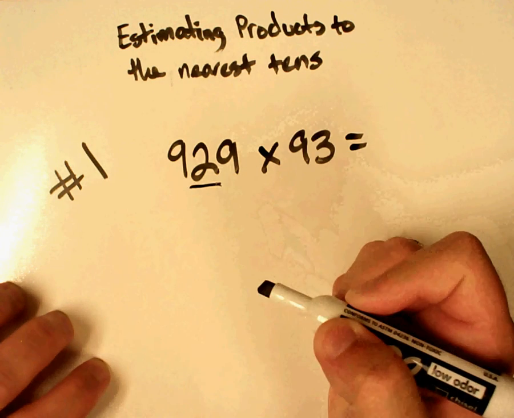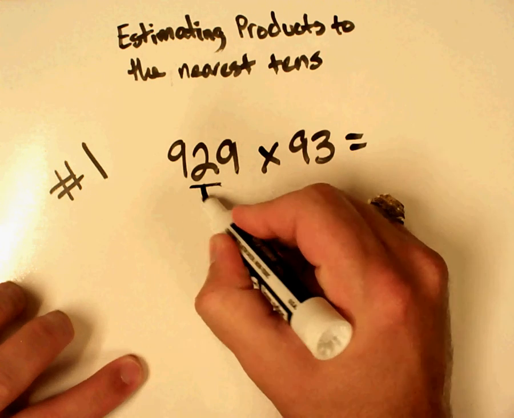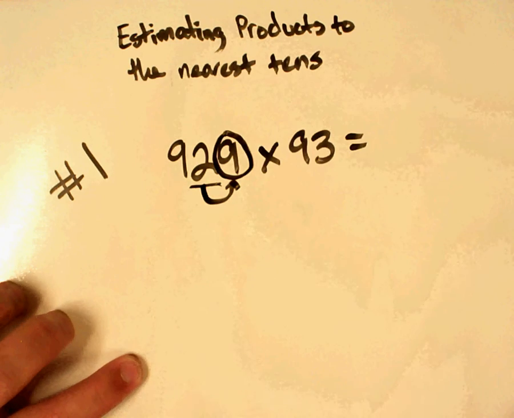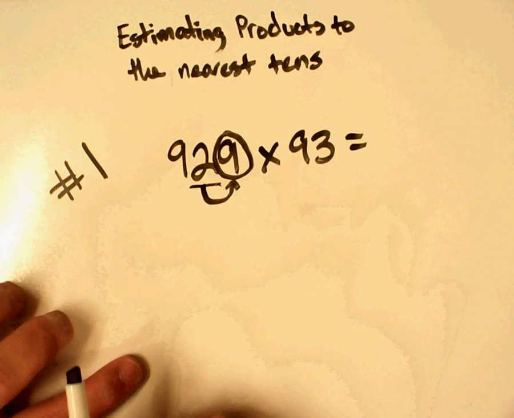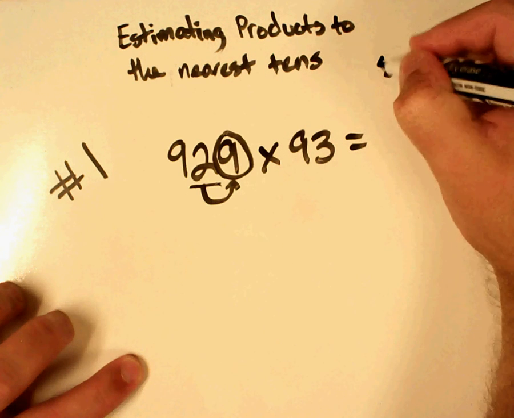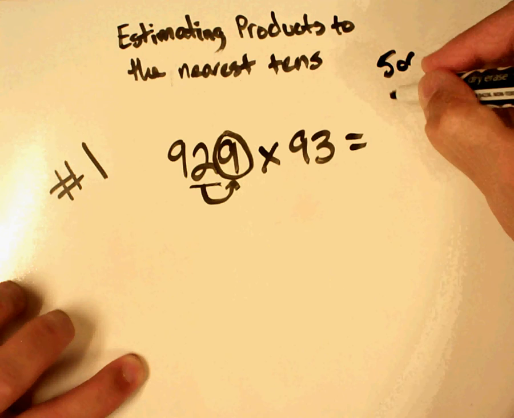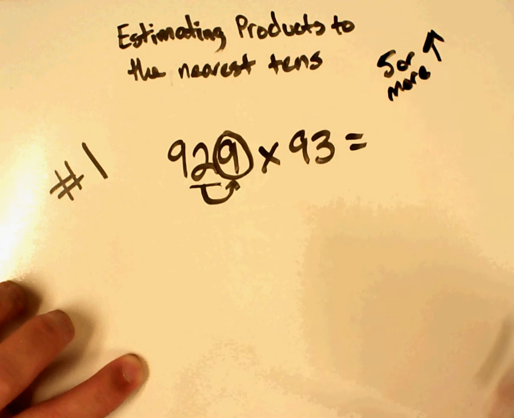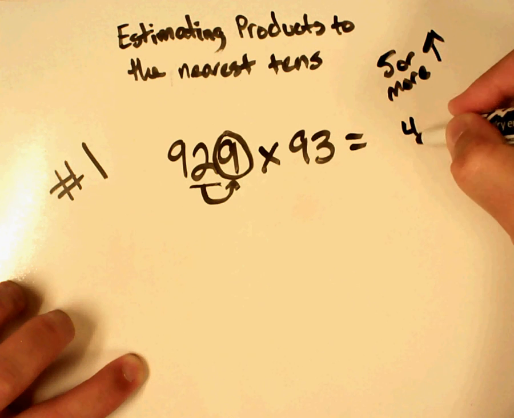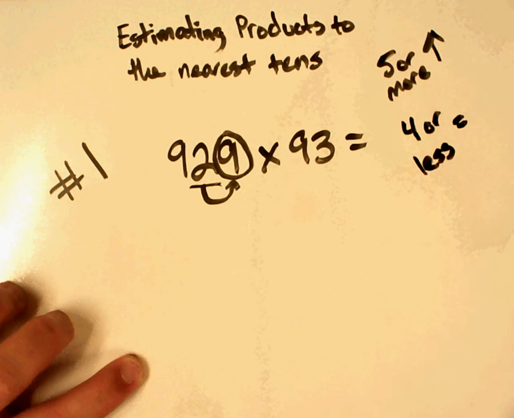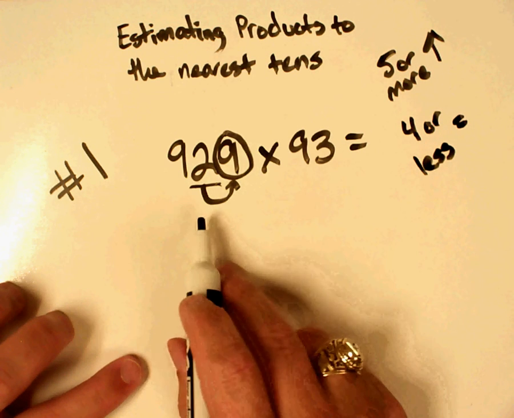My 2 is in the tens place. So I'm going to draw an arrow and circle my 9, because that's the number I'm looking at to see whether I go up or whether I leave it alone. And if it helps you, just remember 5 or more, we're going to go up. 4 or less, we're just going to leave it the same. We're just going to leave it equal to whatever it is. We're going to let it rest.